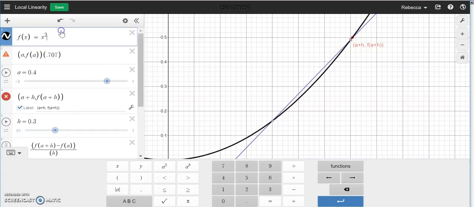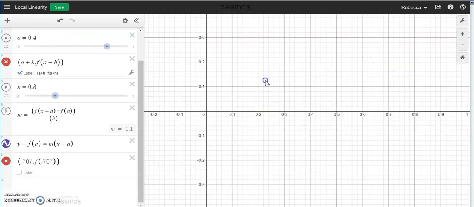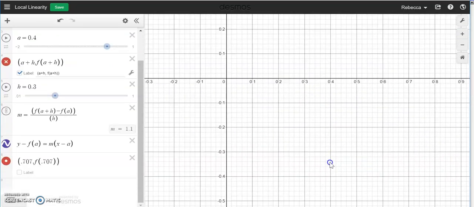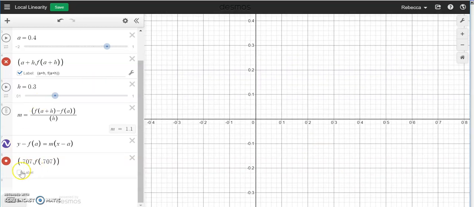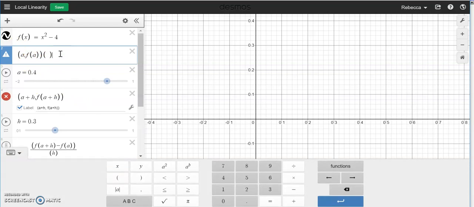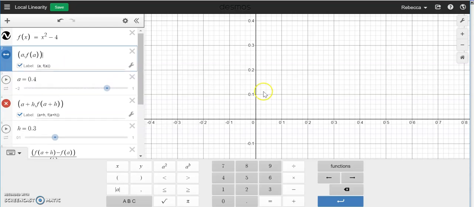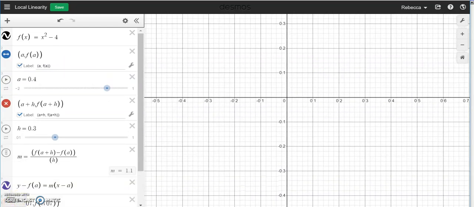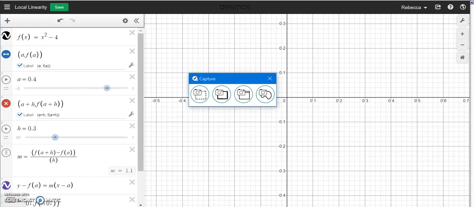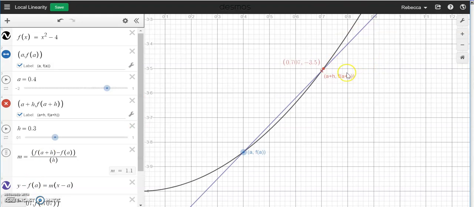This was after we had lowered our function by 4, which hopefully we noticed had the same slopes going on, and you can prove that to be true as well from number 10. And we're back. I have my 0.707 and f of 0.707 appears to be negative 3.5.